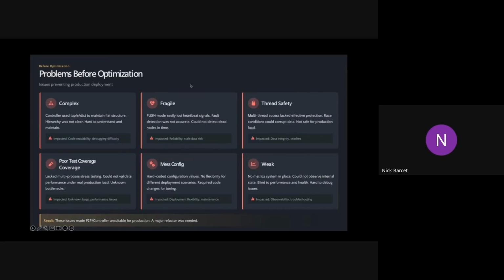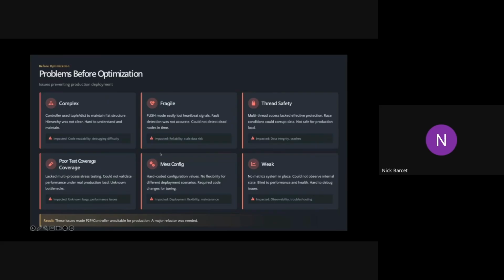The first problem was complex controller structure. It used tuples and dicts to maintain a flat structure with unclear hierarchy. This affected code readability and increased debugging difficulty. The second problem was easily broken heartbeat communication. The push mode easily lost heartbeat signals, and failure detection was inaccurate. This impacted system reliability and created risk of stale data.